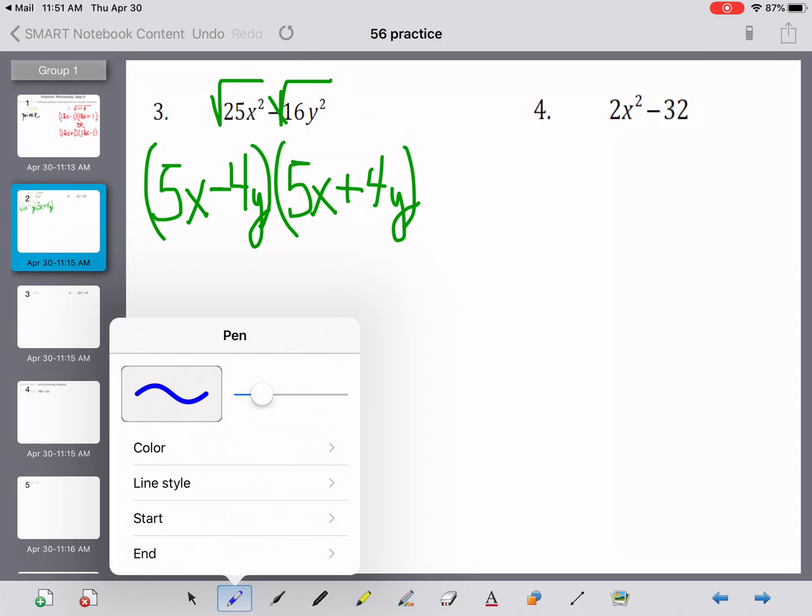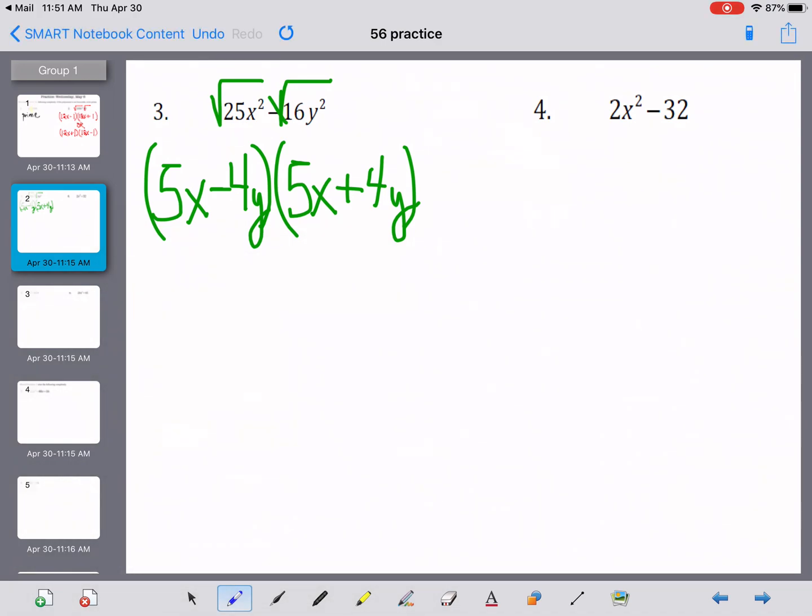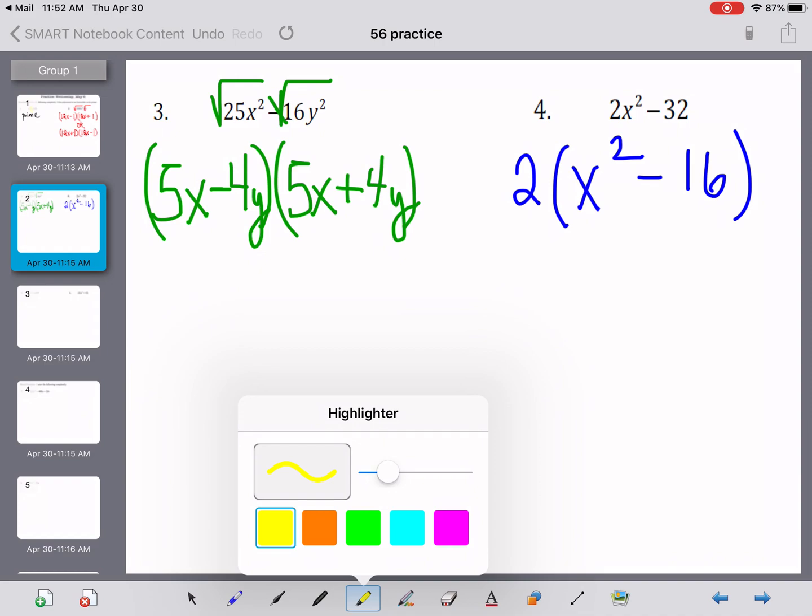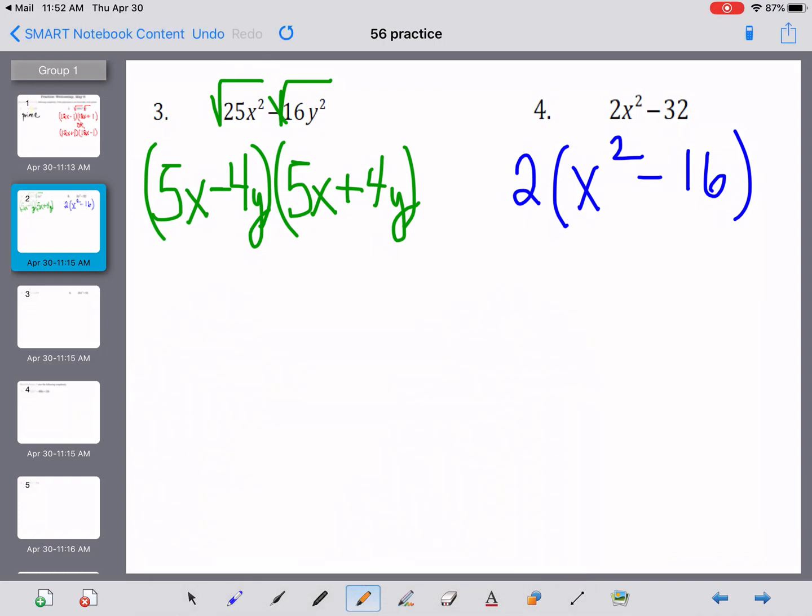We need to keep in mind our different factoring techniques. The first one that we did this year in geometry is we did factoring the greatest common factor. And on problem number 4, we have a greatest common factor of 2. So we're going to start by taking out a 2. 2x squared divided by 2 is x squared. 32 divided by 2 is 16. And now we have it in a format where we can do the difference of squares, because we can take the square root of x squared, and we can take the square root of 16.